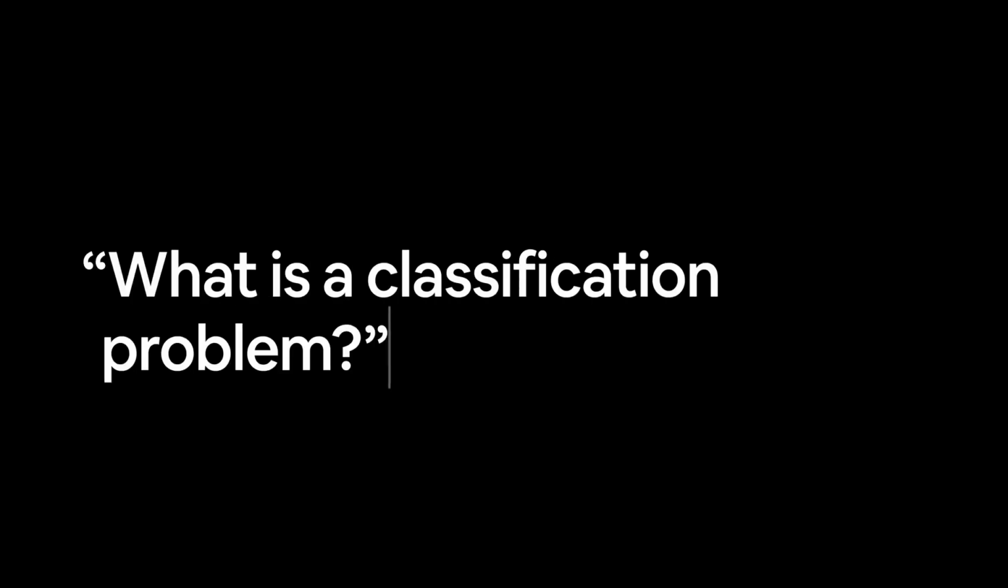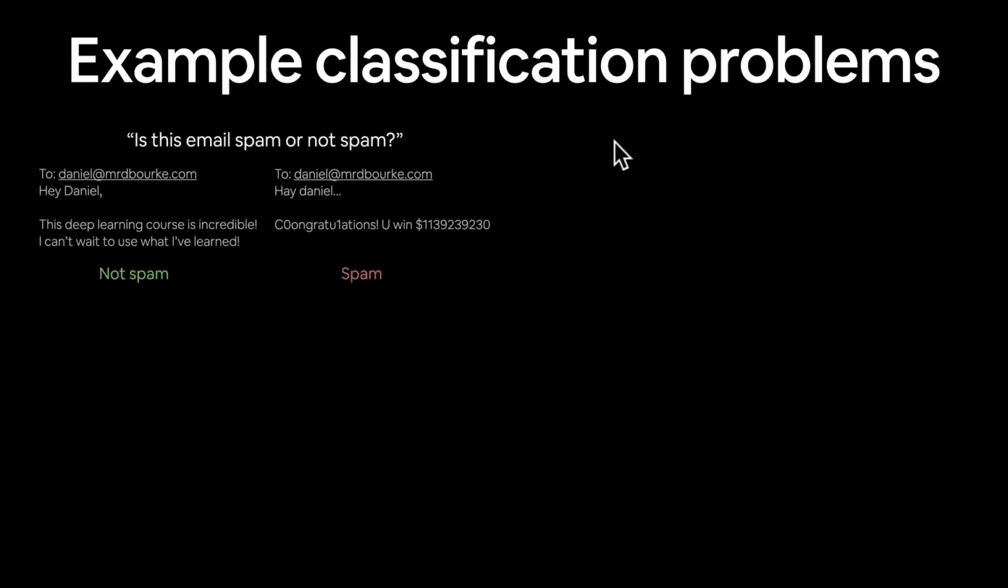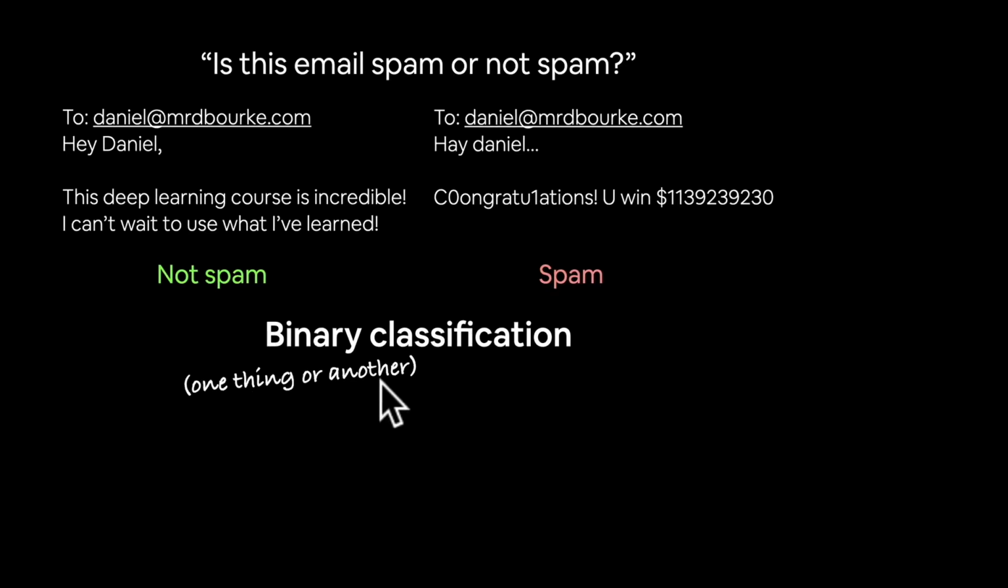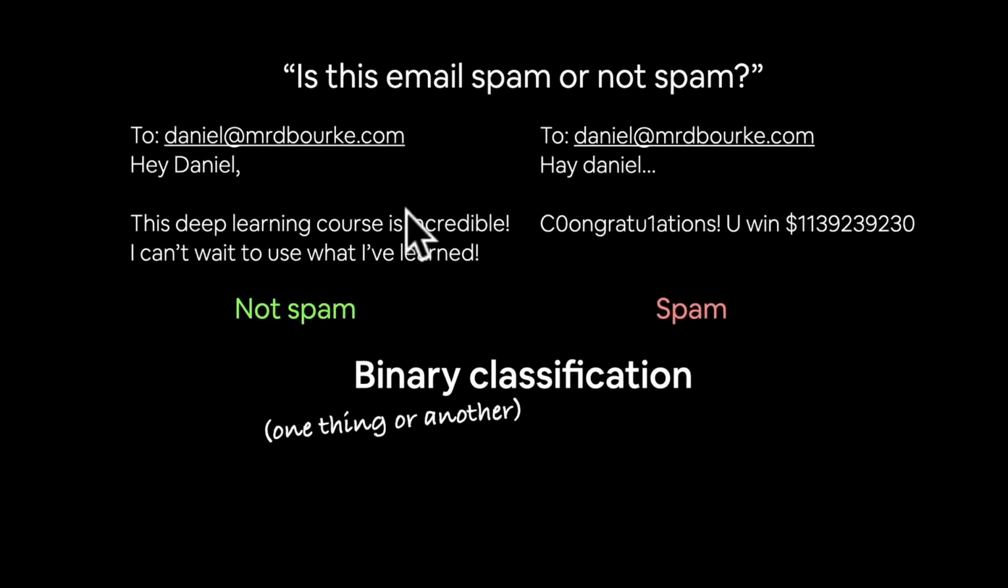And since we're covering neural network classification, you're probably asking yourself, what is a classification problem? Well, let's have a look at some example classification problems. The first one is binary classification. Is something one thing or another? Now, an example of this would be asking the question, is this email spam or not spam? That's actually probably a trend you'll see in binary classification. Is this thing something or not something?